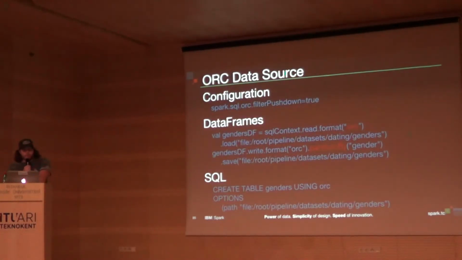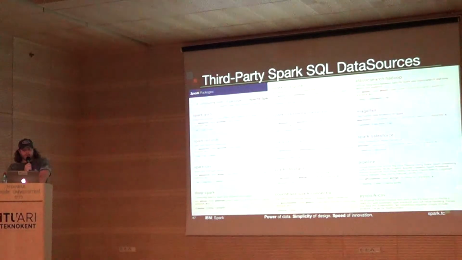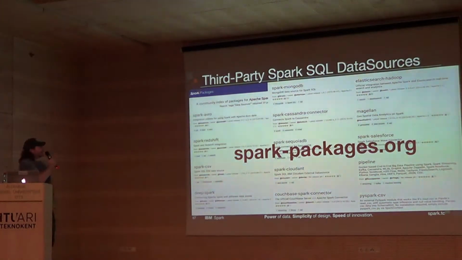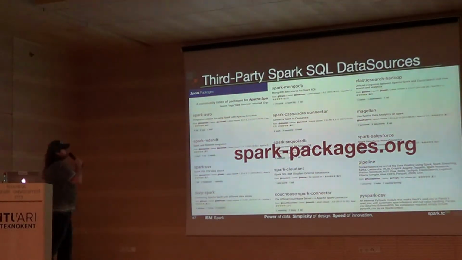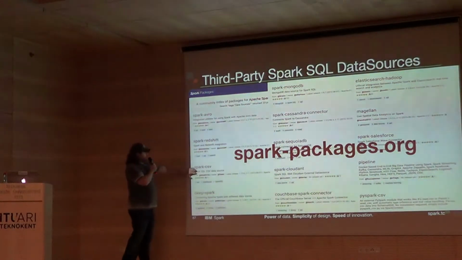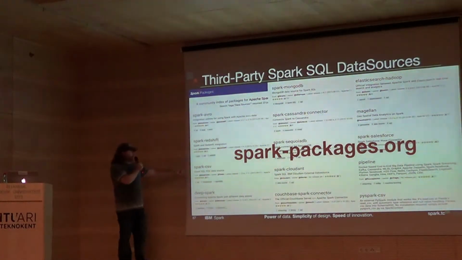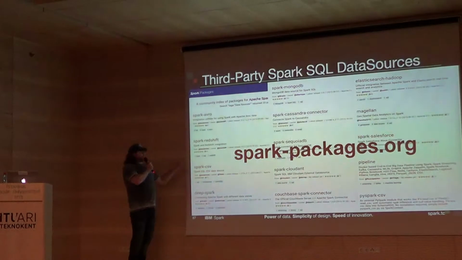So ORC is very similar. Here's that Spark packages thing I was talking about. If you did create your own data source for whatever reason, it's going to end up here. Like the DB2 connector, for example, Spark DB2 will end up here. Even some of the Databricks stuff. Databricks, the main company behind Spark, built the Spark CSV. It's not part of Spark core, it's actually separate. Spark Avro, same thing. Spark Redshift, yes, I actually worked on that one a little bit.